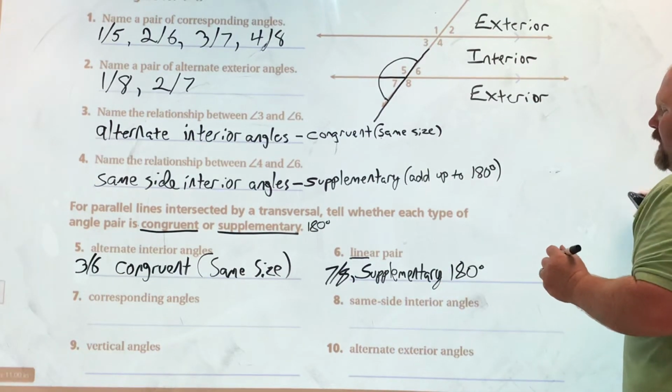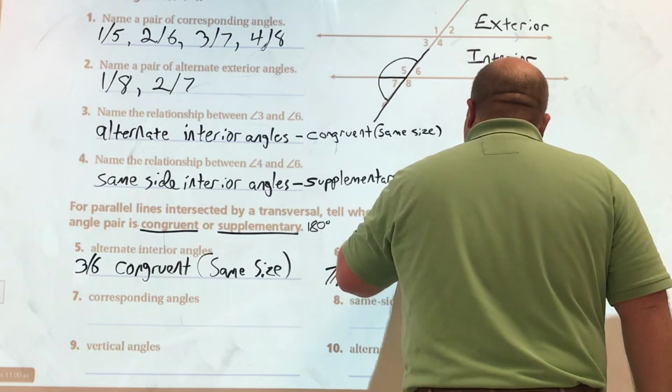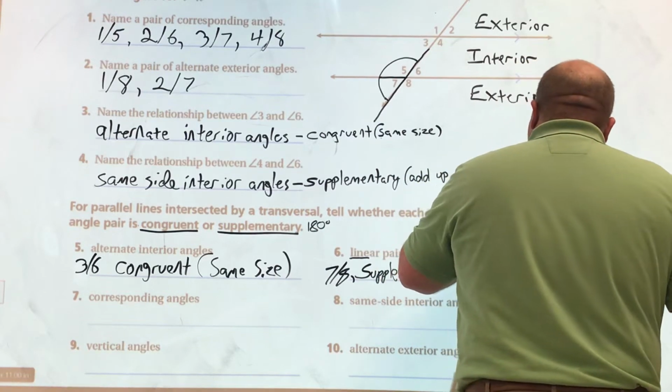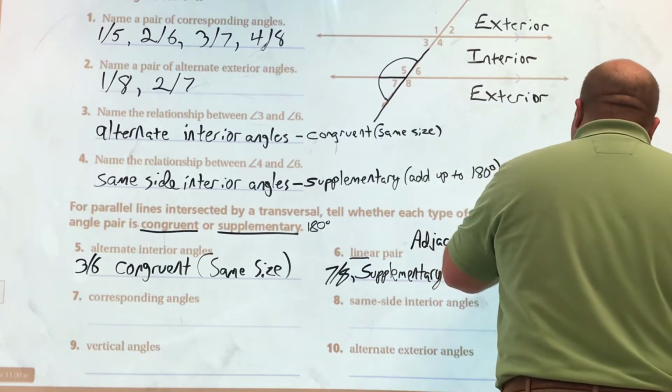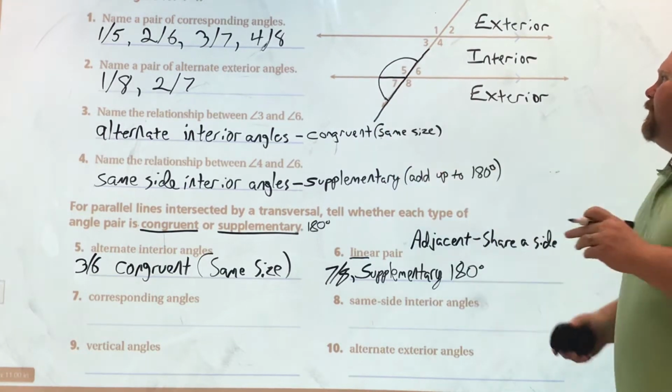They have to share a side. That is called adjacent. So I'm going to write that right here. They are adjacent. So they share a side. Some people say a wall. They share a side or a wall.